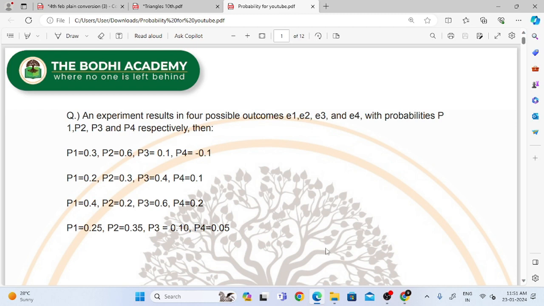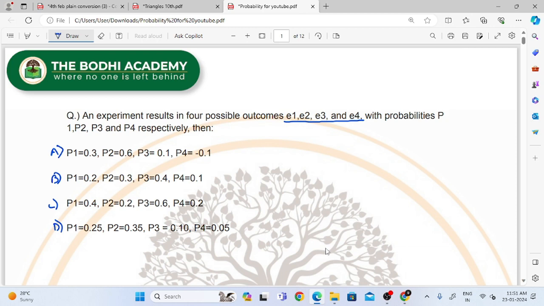The first question is MCQ. An experiment results in 4 possible outcomes E1, E2, E3 and E4 with the probability P1, P2, P3 and P4 respectively. Then 4 options are given here: A, B, C and D. So we have to choose the correct option. Which option is correct among these 4?